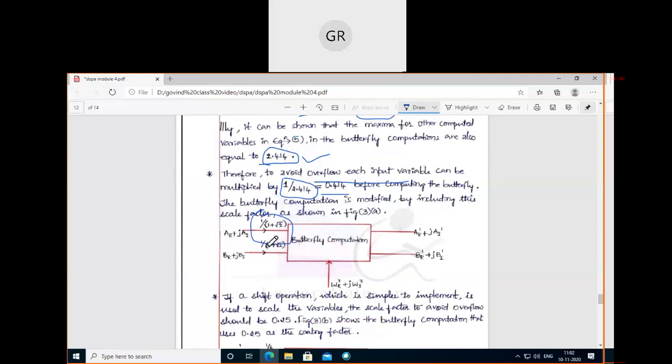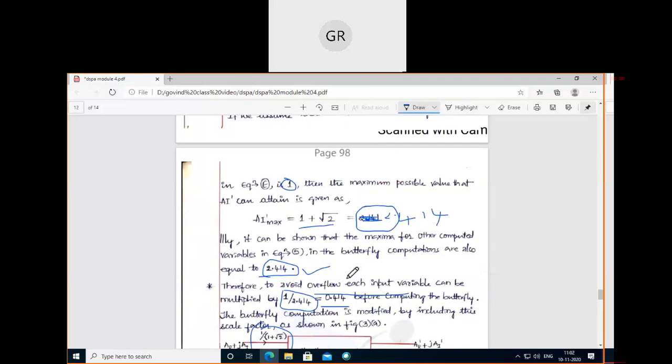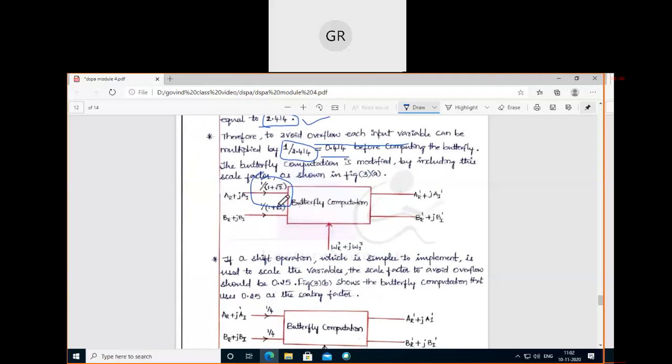0.414. Similarly, the second input is also multiplied by 0.414 to avoid the overflow. First, here you can find the maximum value of each input variable. Then derive 1 divided by that maximum value. Then in the butterfly computation, each input variable is multiplied by 1 divided by the maximum value.